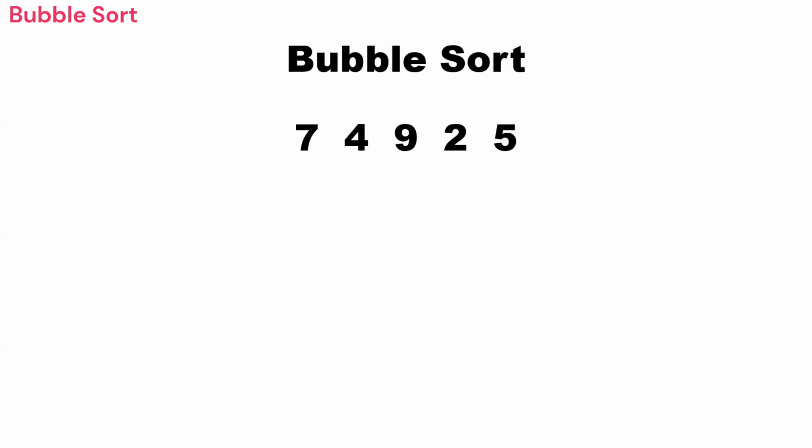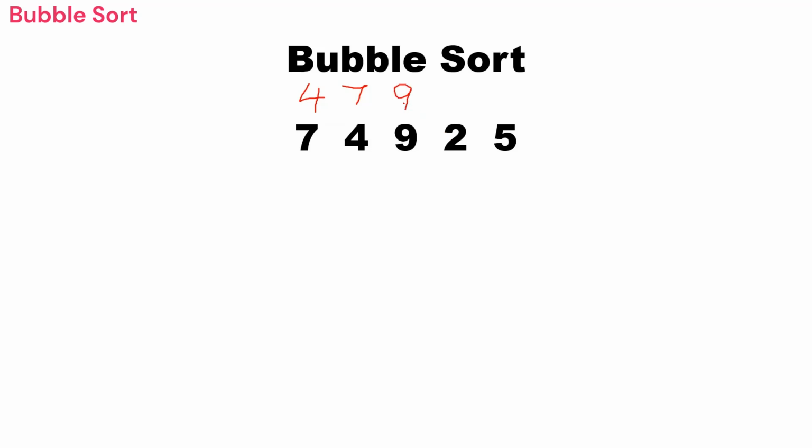So now in bubble sort, we're going to check between 7 and 4, which is the greatest number. We'll do a comparison between 7 and 4. So 7 is greater than 4, so we'll switch the positions of 7 and 4. Now between 7 and 9, we're going to do a comparison. 9 is greater, so we'll keep 9 in its own place.